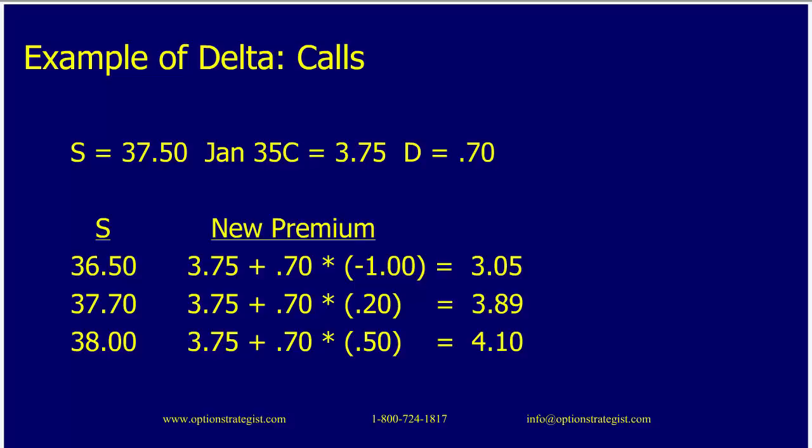If the stock went up 20 cents, then we have a positive 0.2 in here, positive 20 cents, and we get a new premium of 3.89. And if the stock went up 50 cents, we just put a 50 in here and add 35 cents to the 3.75. Okay?